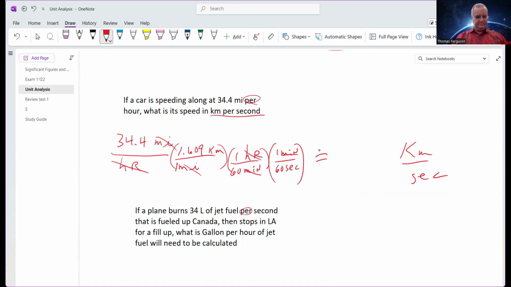Let's see here. So we have 3 sig figs, 4 sig figs, infinite, infinite. So what's our answer going to be? 3 sig figs.